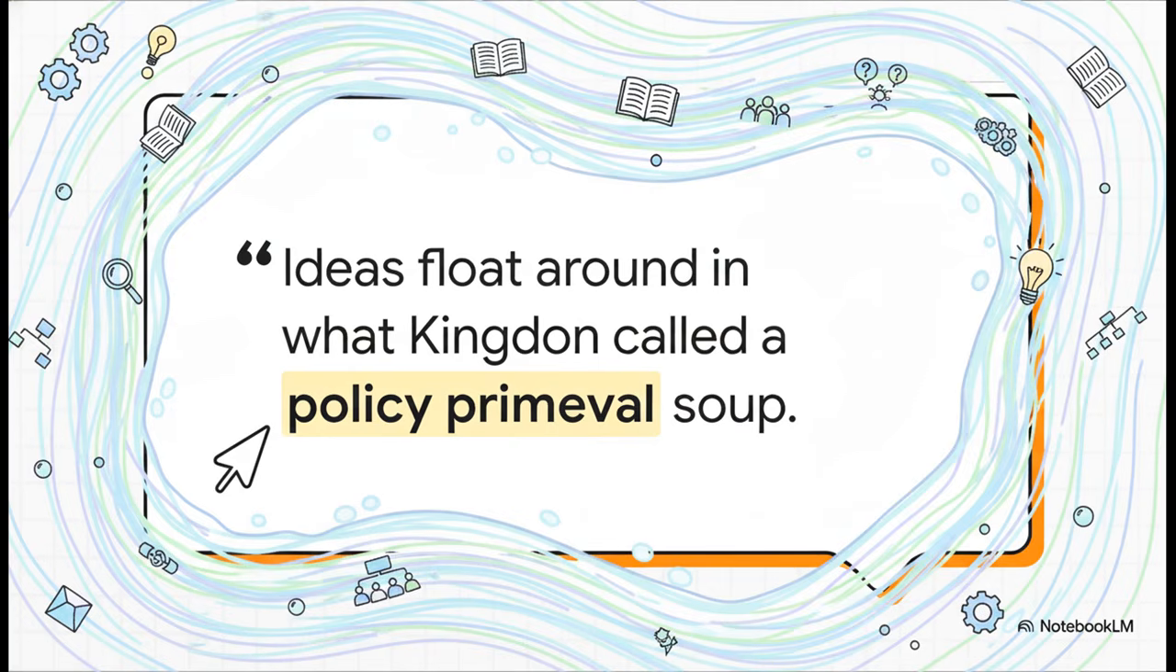Meanwhile, the policy stream is off doing its own thing. Kingdon famously called this the policy primeval soup. Imagine a giant pot where specialists, academics, and researchers are just constantly generating, debating, and recombining ideas. In this soup, solutions actually exist way before the problems do. They're essentially just wandering around looking for a problem to attach themselves to.